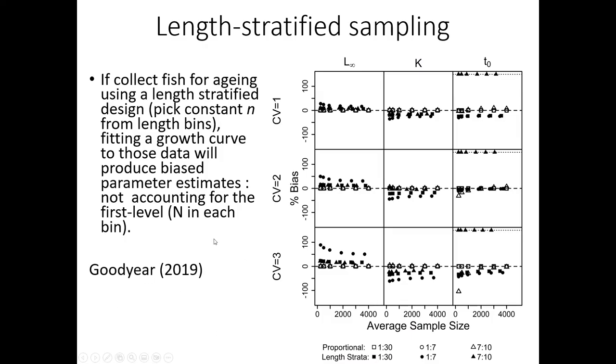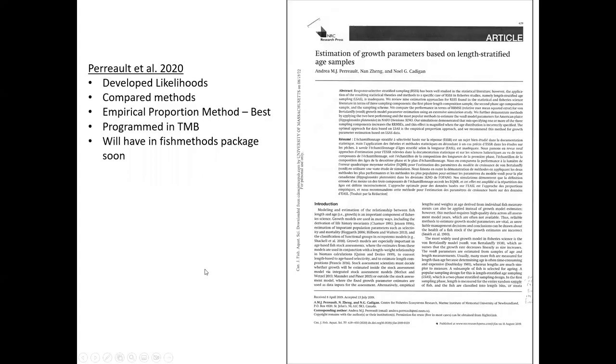This was recently noted again by Goodyear in 2019, and in 2020, Andrea Perreault and Noel Cadigan out of Canada published a paper on how to estimate growth curve parameters when you are using length stratified sampling. There's no function in R for doing this, but they programmed their models in TMB. I got the code recently from Andrea, and I'm going to try and get that into my FishMethods package. I've been trying.